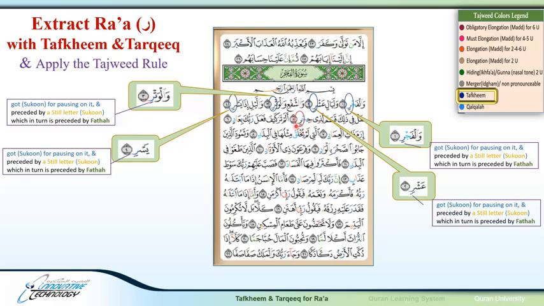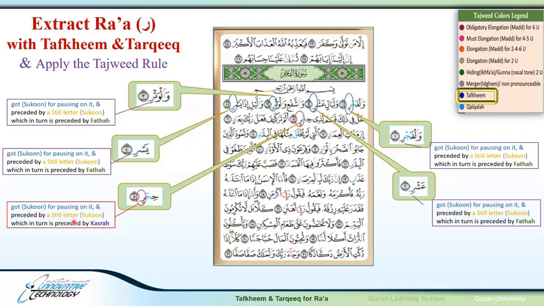Now Hijr here, we'll find that Hijr does not have the dark blue color. Instead, it has the black color, indicating that it should have Tarqeeq. The reason is that the letter preceding what's preceding it has a kasra. So it has sukoon for pausing on it, as it's at the end of the verse, and then it's preceded by a second still letter, which in turn is preceded by the kasra. So the kasra here is what caused this to have Tarqeeq rather than Tafkheem.